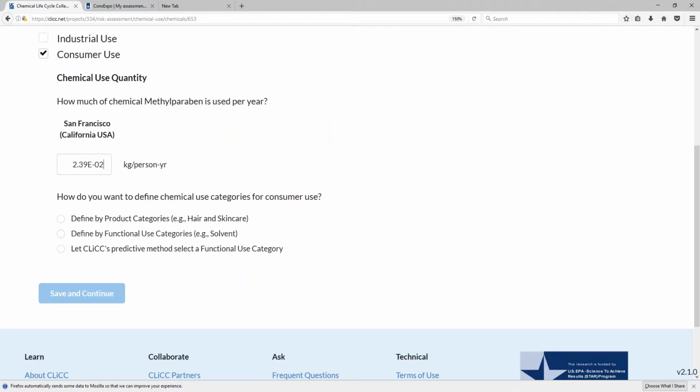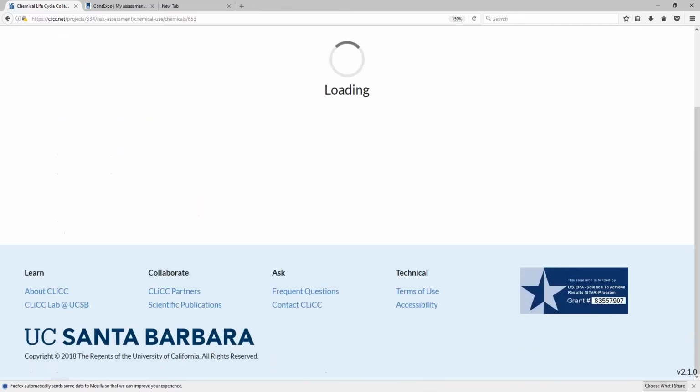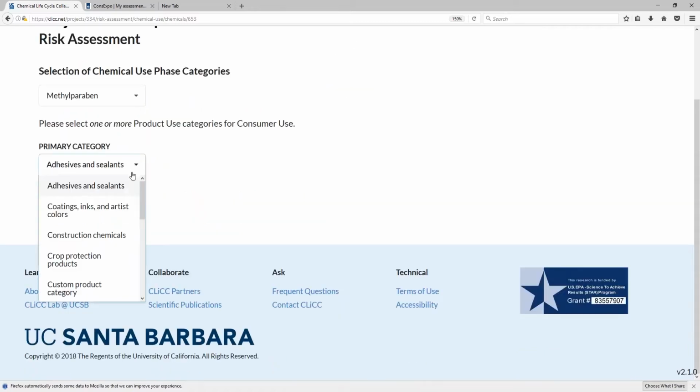We'll go to the spreadsheet later and show you how to do it. And then we can define the chemical use by product category or functional use. So it's a product category. We know what the product is. It's shampoos. And so if we continue, then you can select the category.